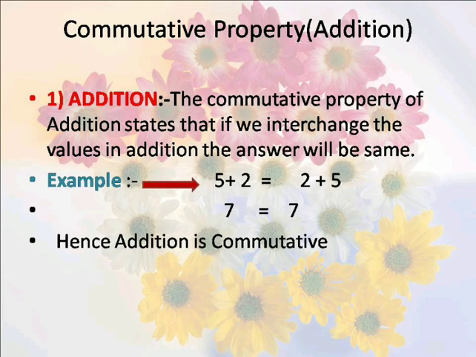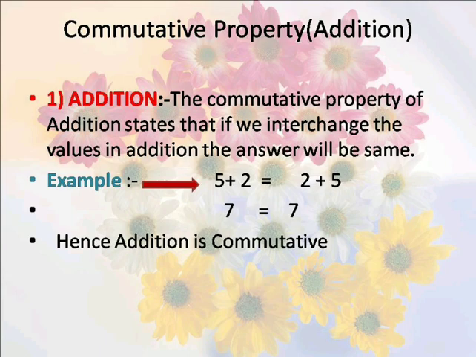Now can you see this example? In LHS it is written 5 plus 2. So here 5 is in first place and 2 is in second place. Look in RHS. In RHS can you see 2 is in first place but 5 is in second place. When we are adding these numbers, we are getting 7 and 7. It means when we are interchanging the values in addition, the answer will be same. So we can say that addition is commutative.